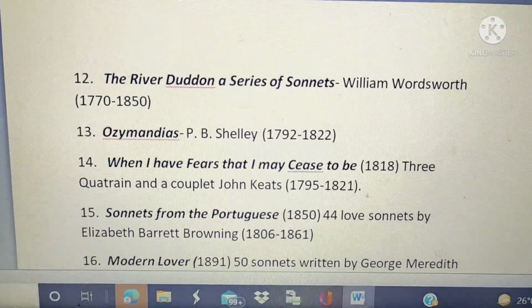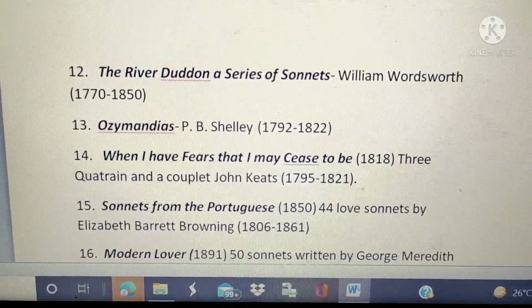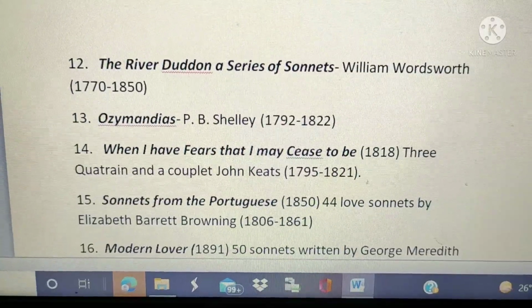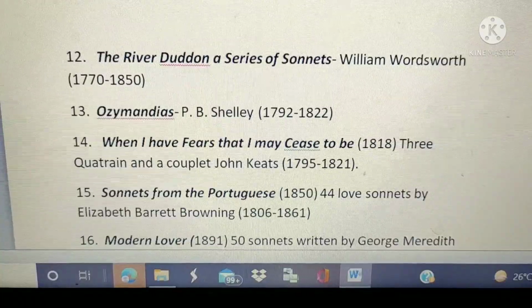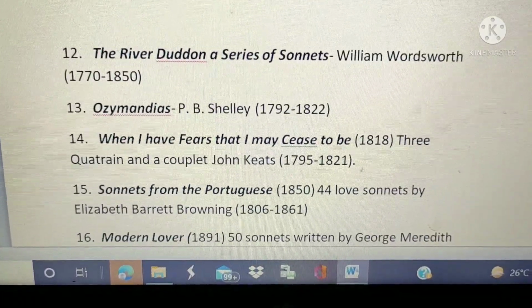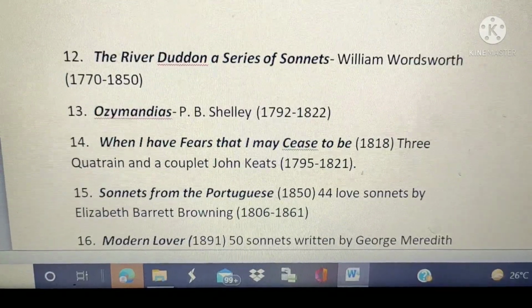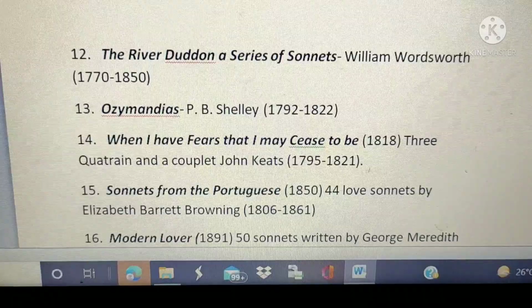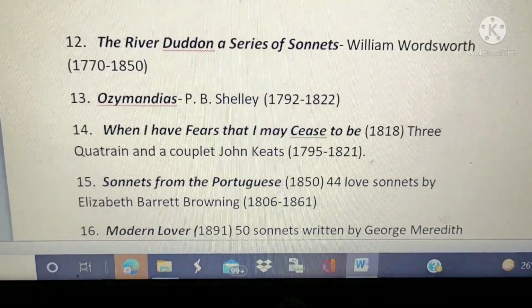Then coming to the Romantic age, William Wordsworth wrote a sonnet sequence. His sonnet sequence is known as The River Duddon, a series of sonnets. William Wordsworth, you know, is a nature poet, a romantic poet. He was born in 1770 and he died in 1850. He was a poet laureate also.